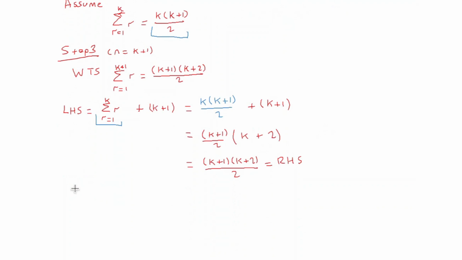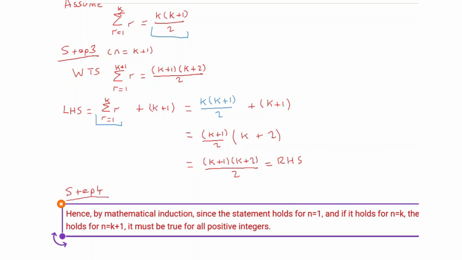Finally, we must always remember our conclusion in a proof by induction. And the proof conclusion states that, hence, by mathematical induction, since the statement holds for n equals 1, and if it holds for n equals k, it also holds for n equals k plus 1, it must be true for all positive integers.